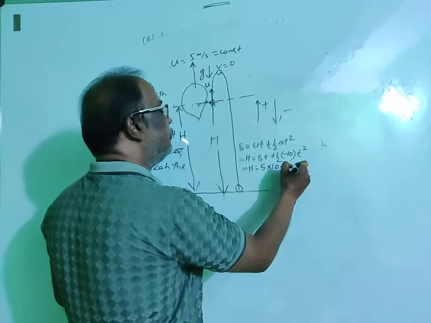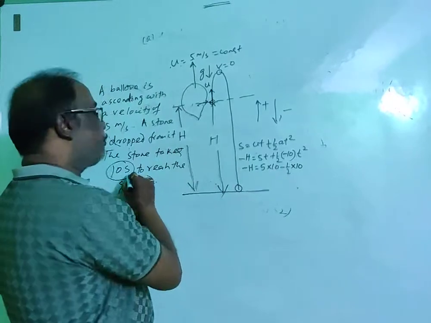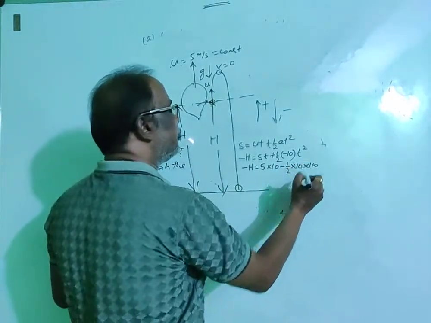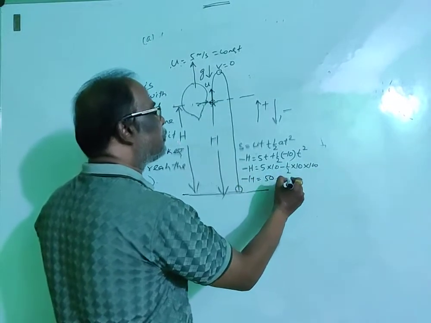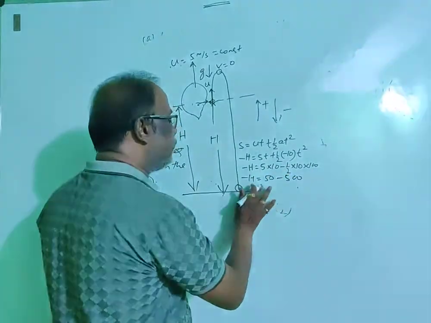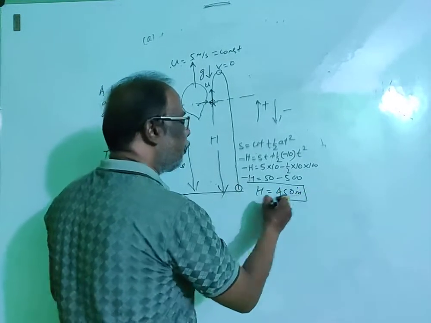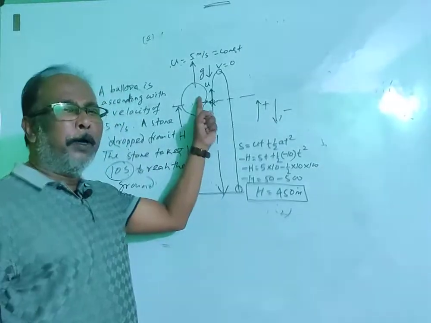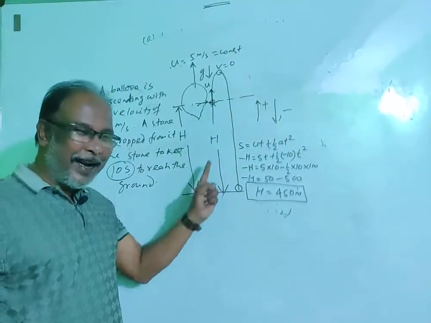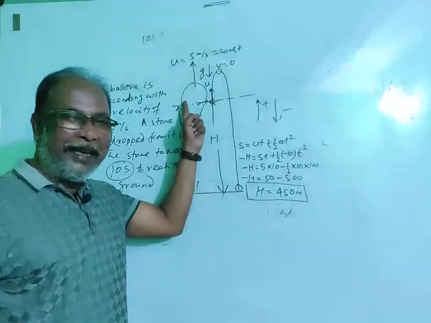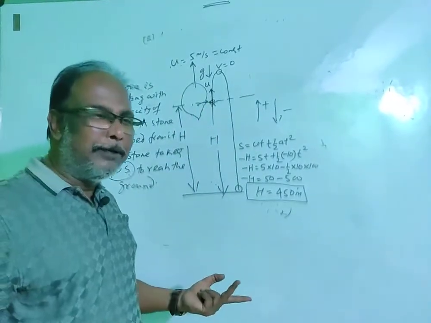Minus half into 10, time is 10 seconds so t square is 100. So minus h is equal to 50 minus 500. So h is equal to 450 meters. So when the stone was dropped, the balloon was at a height of 450 meters. The time taken is 10 seconds.